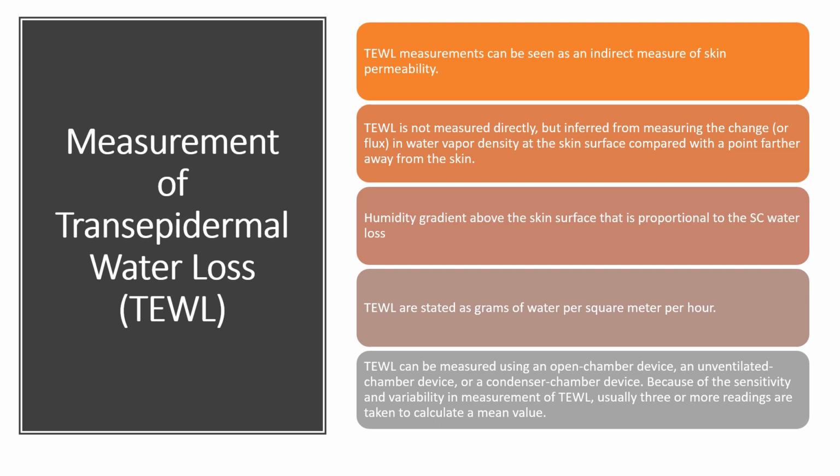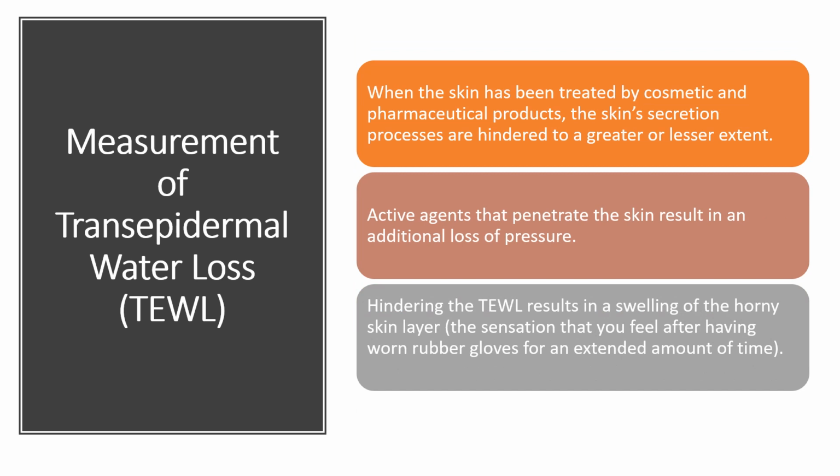and calculate the mean out of that. Now, very important, when the skin has been treated with cosmetic and pharmaceutical products, the skin secretion processes are hindered to a greater or lesser extent. Active agents that penetrate the skin result in an additional loss of pressure. Hindering the transepidermal water loss results in a swelling of the horny layer of the skin. It is the sensation that you feel after having worn rubber gloves for an extended amount of time.